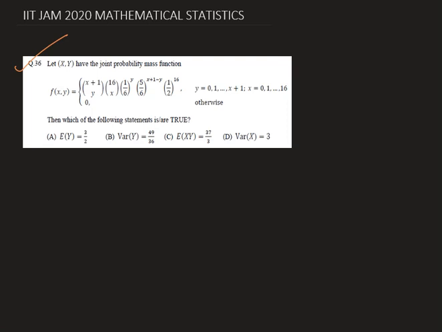Here we are given a joint density of random variables x and y, which is f of xy equals x plus 1 choose y multiplied by 16 choose x multiplied by 1 by 6 to the power y multiplied by 5 by 6 to the power x plus 1 minus y multiplied by half to the power 16, where y is 0 to x plus 1 and x is 0 to 16. Now we have to find among these four given options which option or options are true. So let's try the problem.